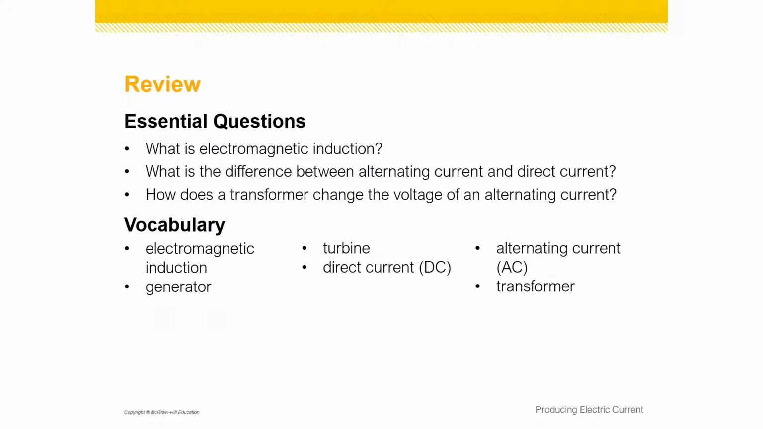So the essential questions you should be able to answer: What is electromagnetic induction? What is the difference between alternating current and direct current? And how does a transformer change the voltage of an alternating current?